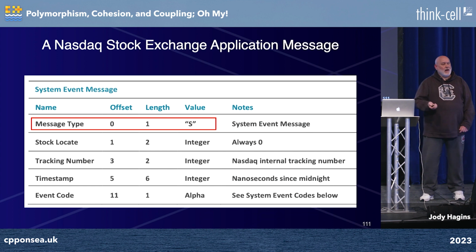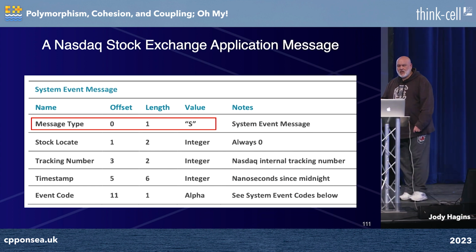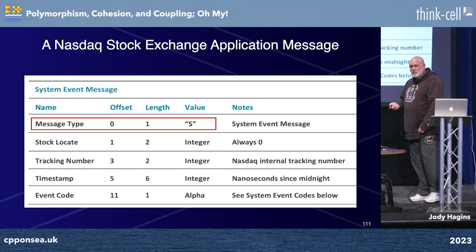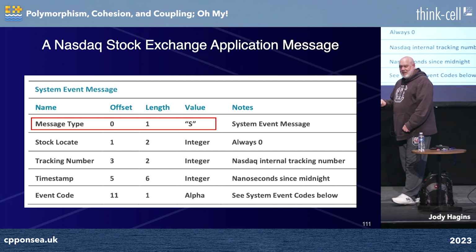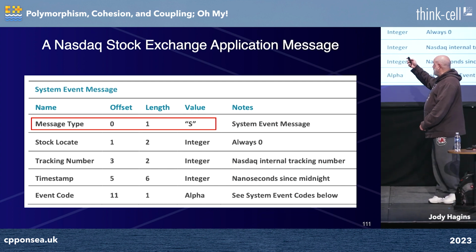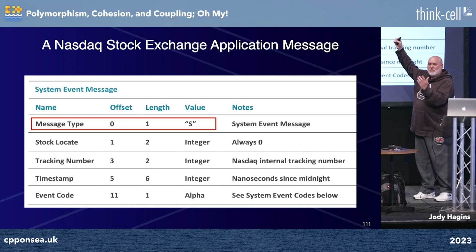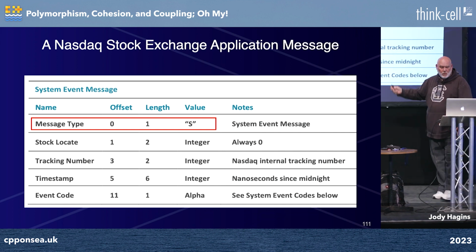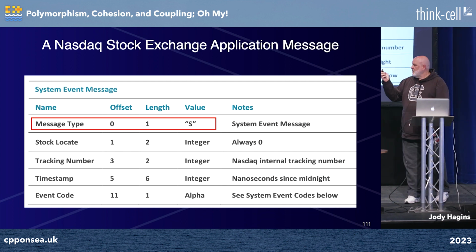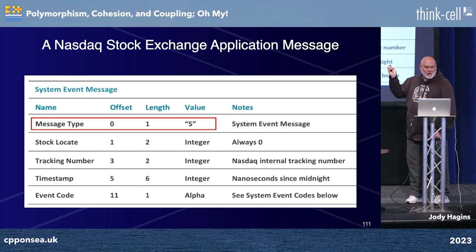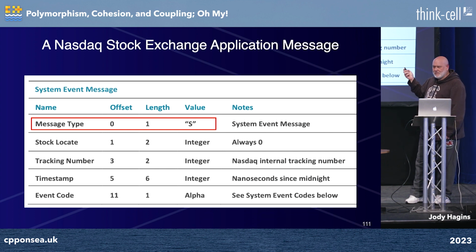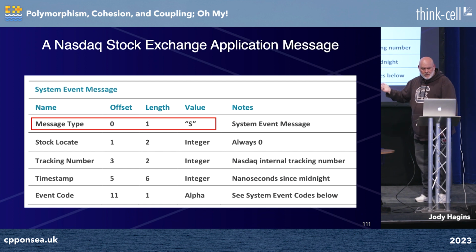Now, this is what a NASDAQ stock exchange application message looks like. For all of the messages they define in the document, something like this, where they'll tell you the first byte is going to be the message type, and then the rest is going to be a fixed number of bytes that they tell you what they are. And by the way, this document is publicly available. I think I had the link on the very first slide, but I'm not sharing anything. I mean, it's on the web.